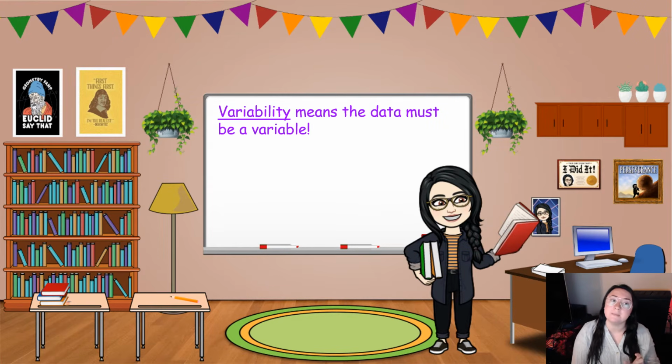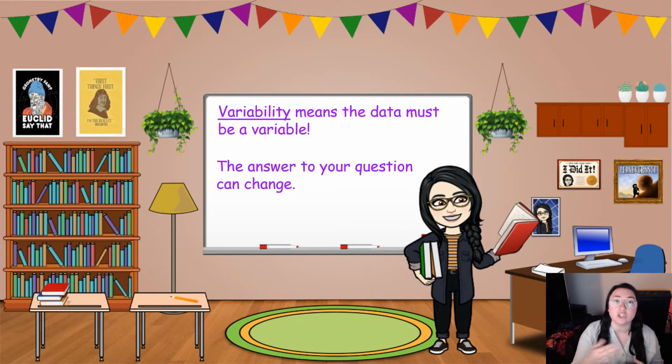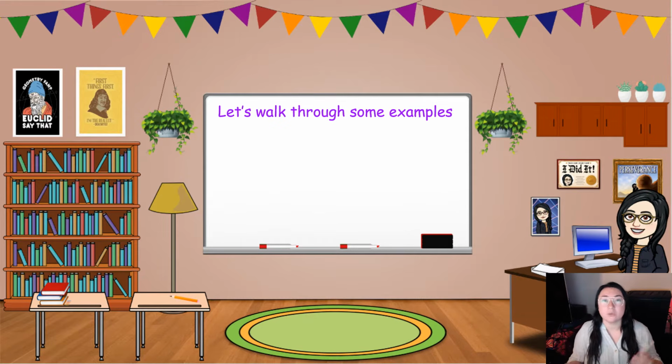Well, variability means that the data must be a variable. In math, a variable is anything that changes. So basically, the answer to the question has to change or can change from person to person or subject to subject. So we're going to walk through a couple examples to illustrate our definition.